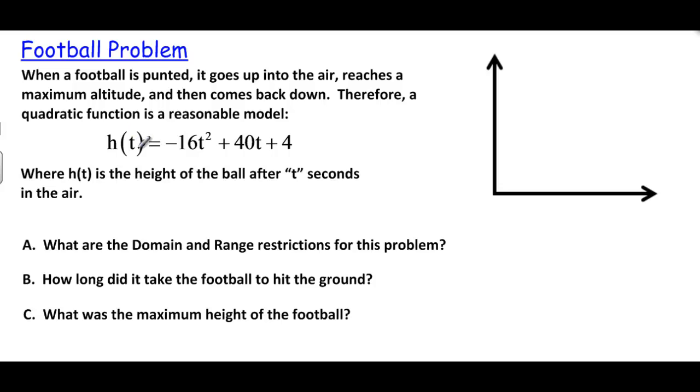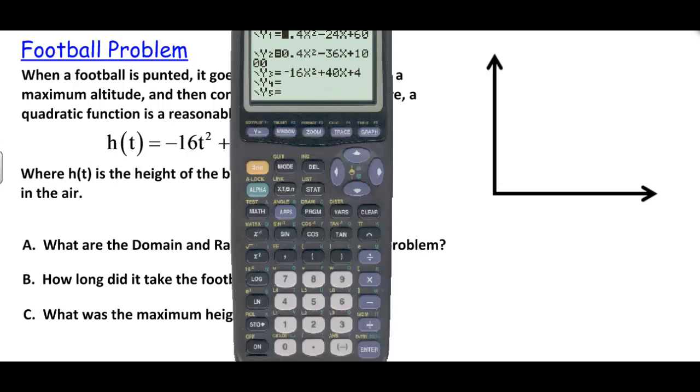So if you look here, we have h of t equals negative 16t squared plus 40t plus 4, where h of t is the height of the ball after t seconds in the air. As soon as we kick it, as soon as the time starts going, this will tell us how high the ball is. So again, I'm going to go to my calculator, go to y equals. I'm going to get rid of some of these old equations because I don't need them. I'm going to make sure this equation is turned on, and then I'm just going to hit zoom 6 to start over again, because I've changed the numbers.